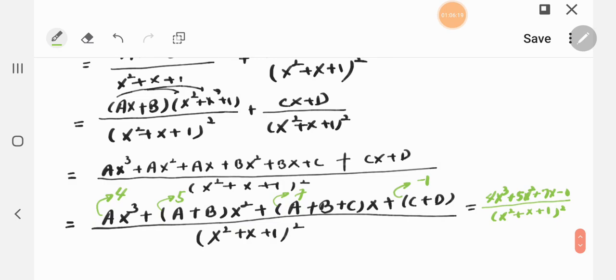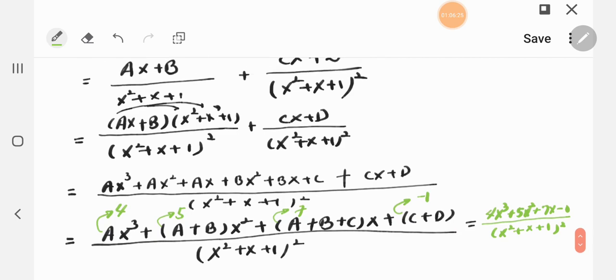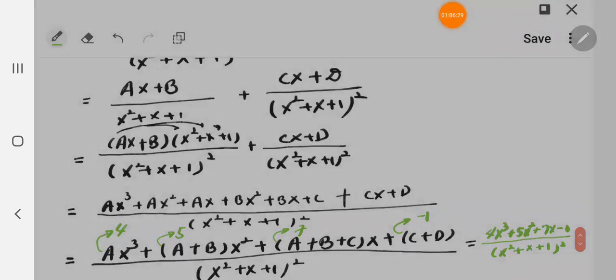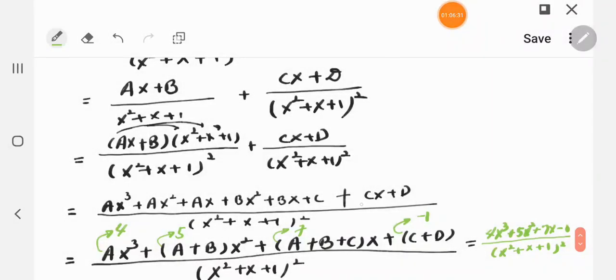Is the constant b and d? Let me check on this one. I think something's wrong. Yes, I found the error. B times 1 is b, not c. This is not right, so that should be b. This one has to be b, right?